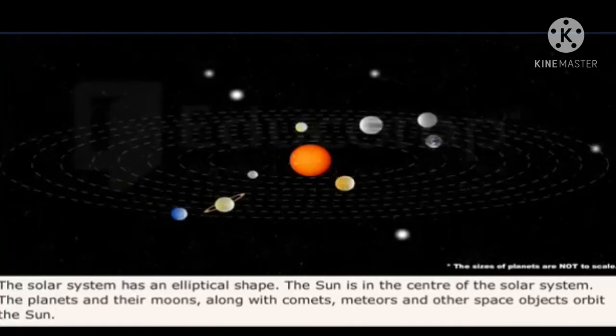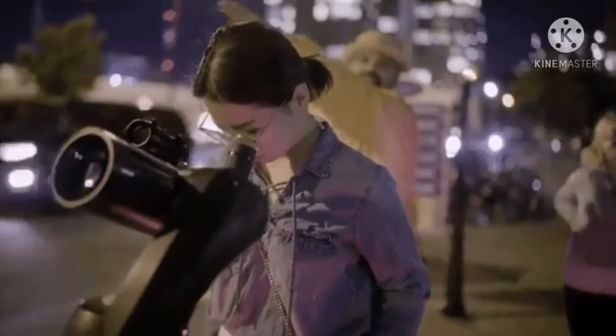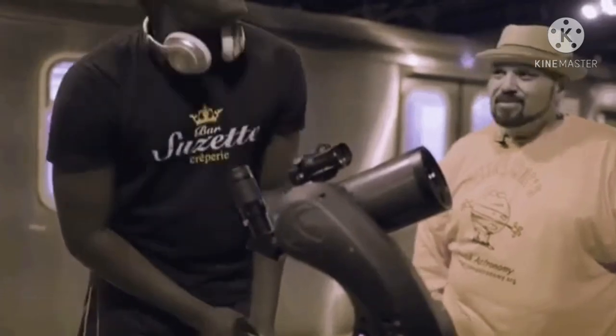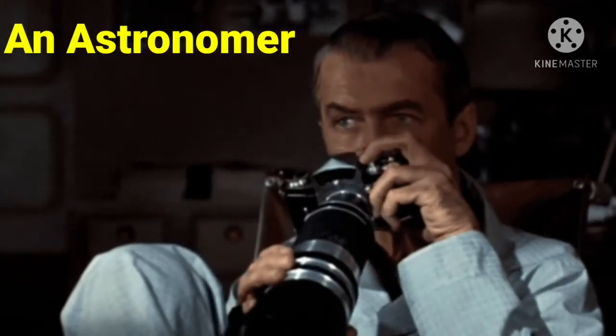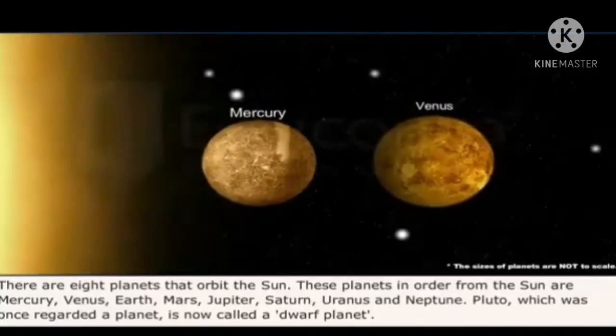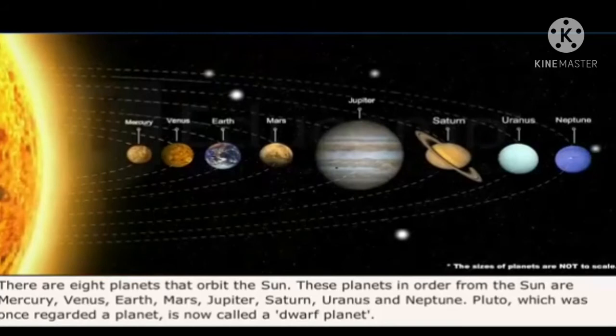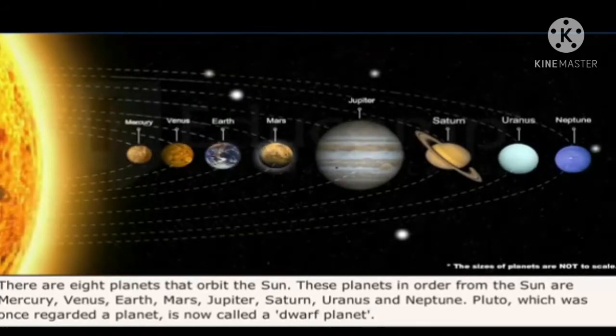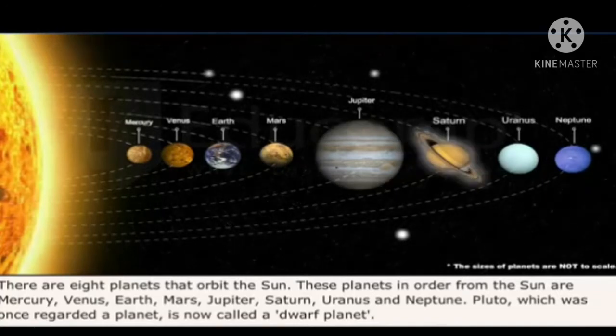Now, some scientists called astronomers have tried to come up with answers to these questions about the way the world works. Who is an astronomer? An astronomer is a scientist in the field of astronomy and is a person that studies the field outside of the space. Okay, so there are 8 planets that orbit the sun.